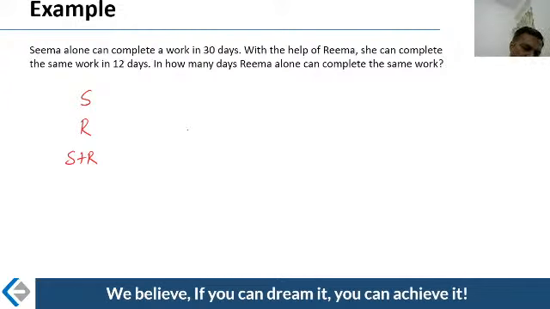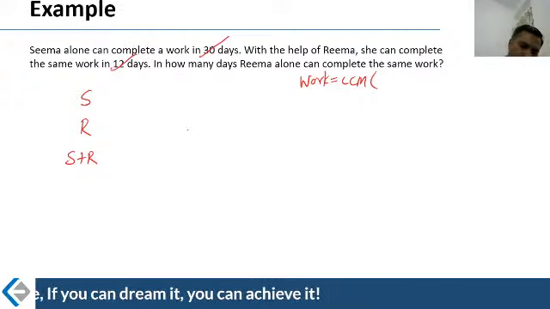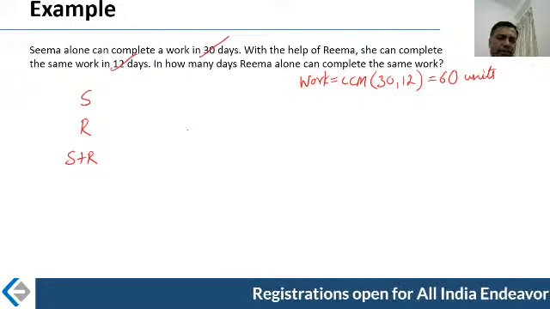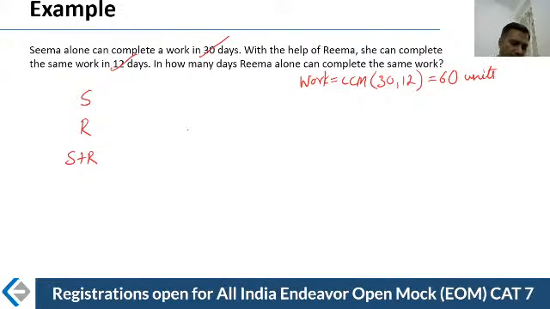How do I start this particular question? First of all, you start with the work. Define the work. Work is nothing but the LCM of what? The time durations. What are the time durations you are seeing? 30 and 12. Take the LCM. There is 30, there is 12. Therefore, LCM is equal to 60. Work is equivalent to 60 units. That's where you start.